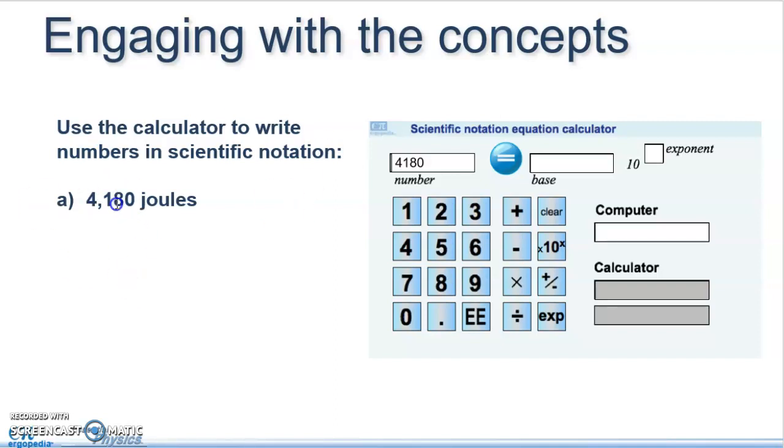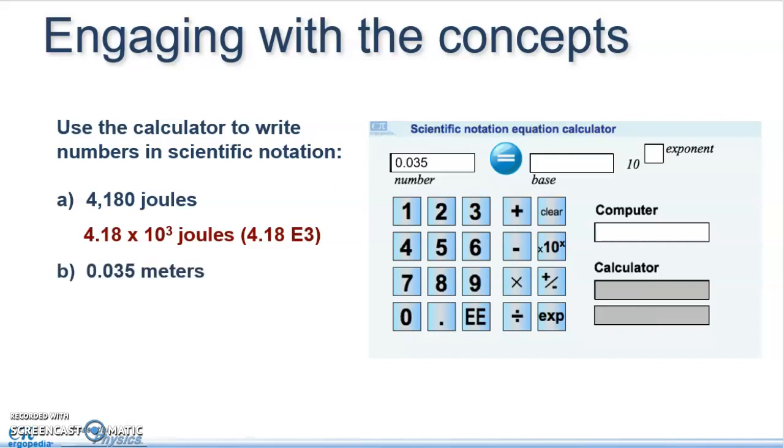So 4,184, we would do this so that the first digit is between 1 and 9. So 41 would not be between 1 and 9, but 4.1 would. So we're going to take the decimal place as it currently is, and move it over 3 places to be 4.18 times 10 to the 3. Remember, it's going to be a positive exponent because that number is greater than 1.